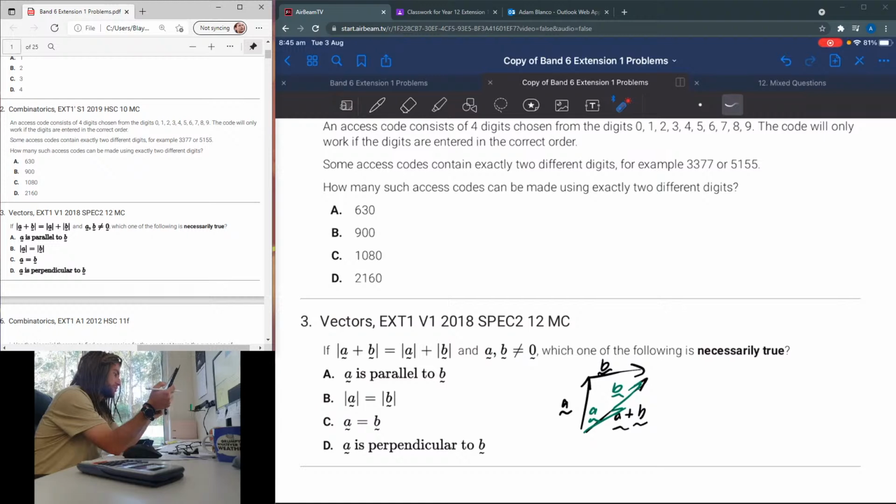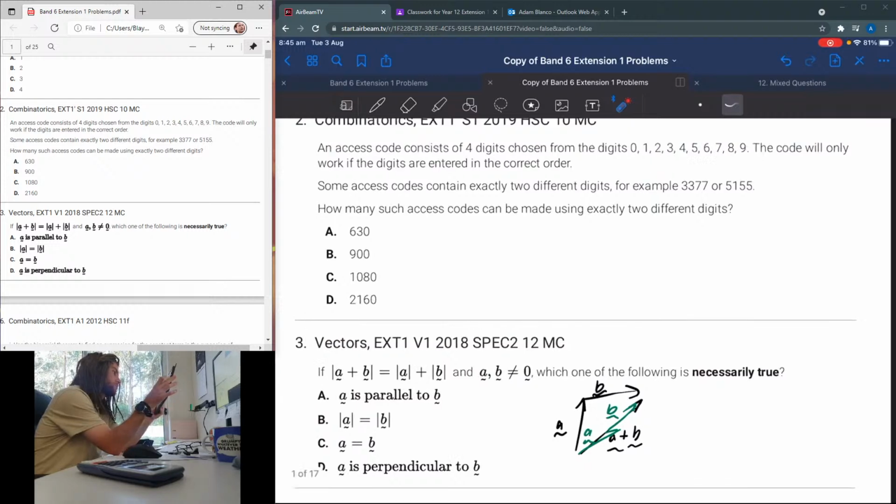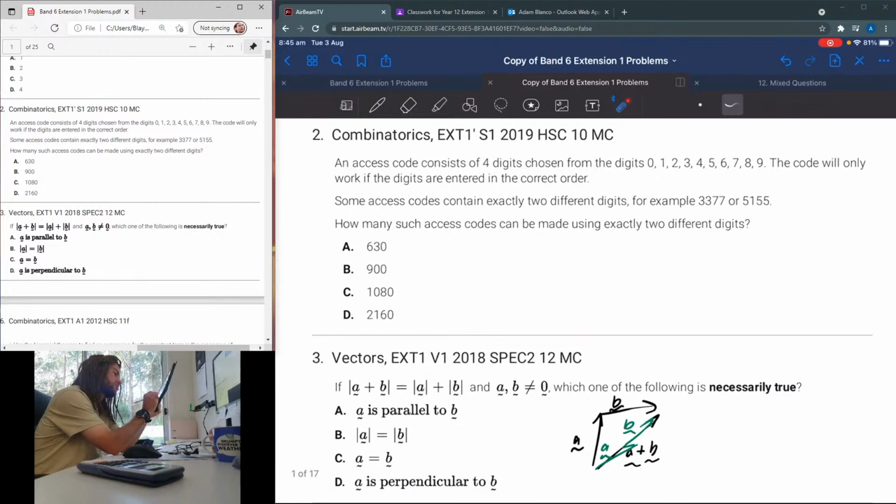Regardless, it's a pretty generous question. I'll tell you what question. Yeah, look, question 12 of multiple choice. How many questions do Victorians have?